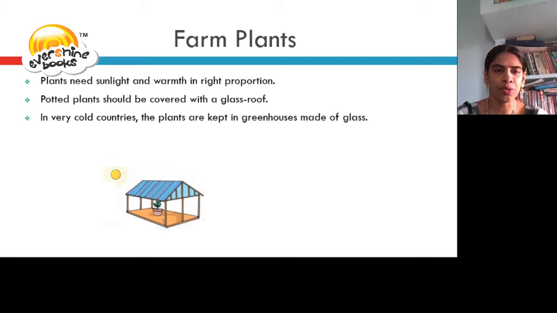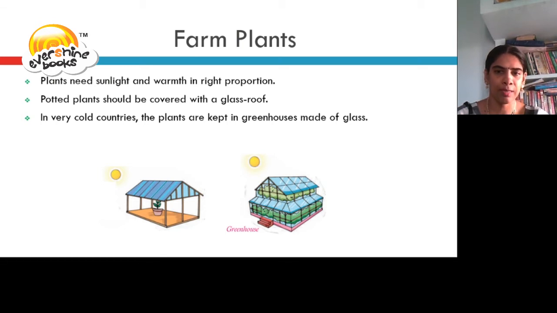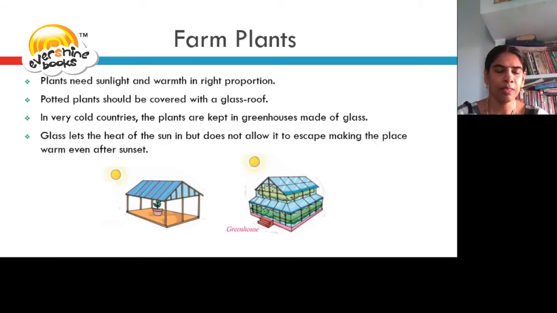In very cold countries, the plants are kept in greenhouses made of glass. This glass lets the heat of the sun in but does not allow it to escape, making the place warm even after sunset.